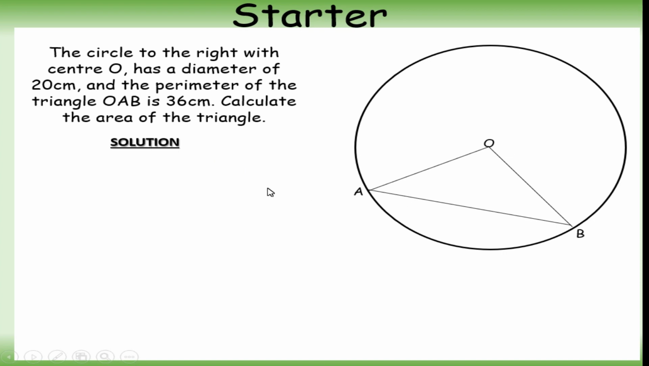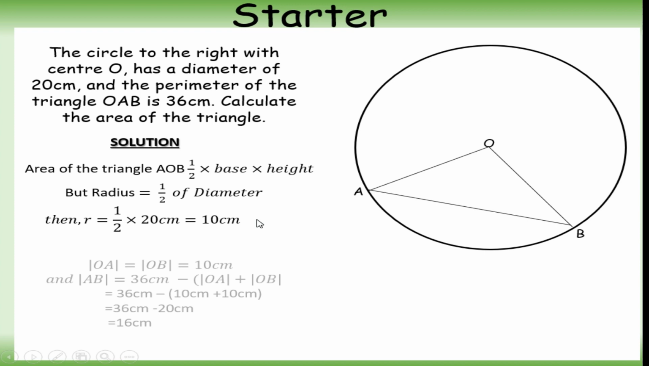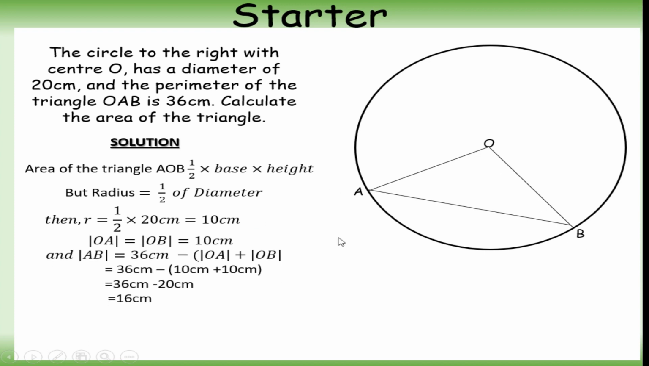We need to find the area, and the area of the triangle AOB is half base times height. The diameter is twice the radius. So to get the radius OA, we have to divide the diameter by 2. The diameter in the question is 20 centimeters, so when I divide 20 centimeters by 2, you have 10 as your radius. So line OA is 10 centimeters, which is equal to line OB.